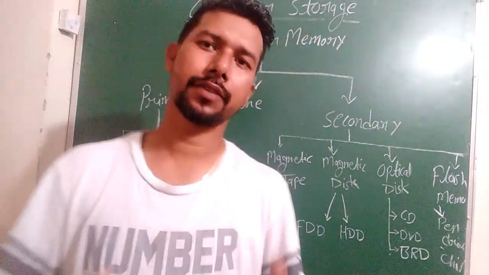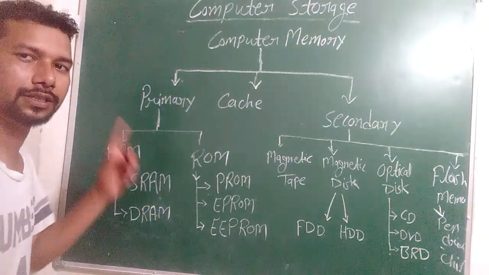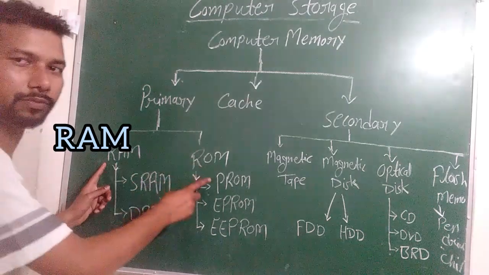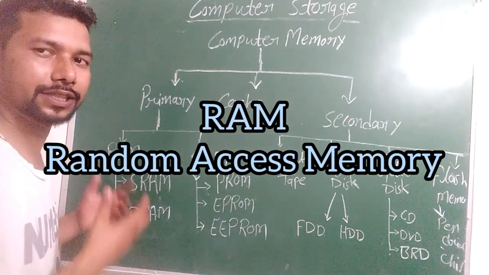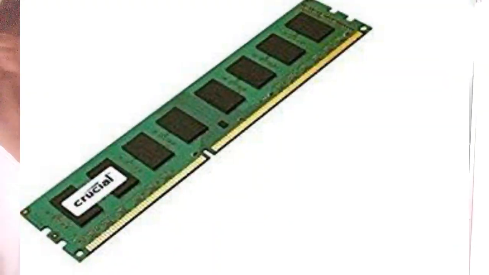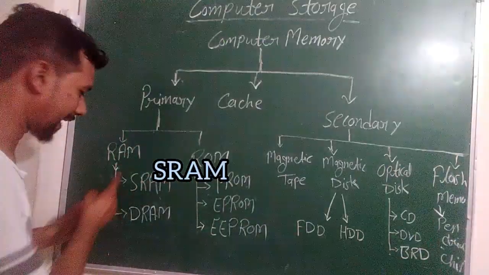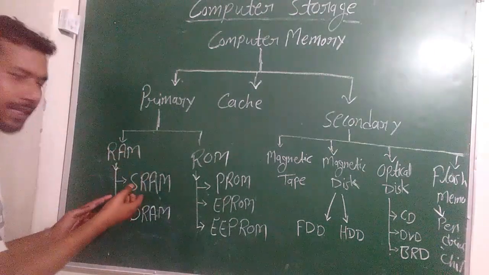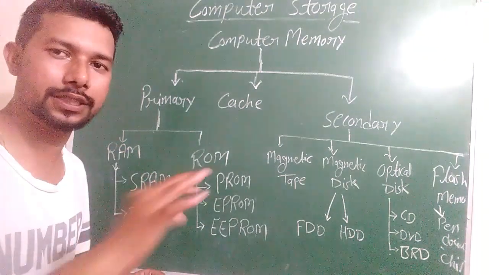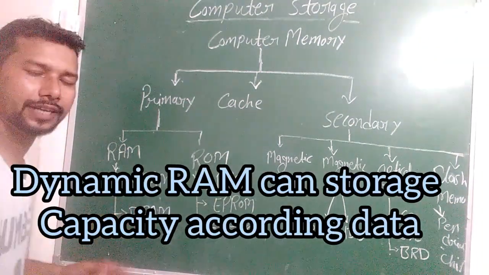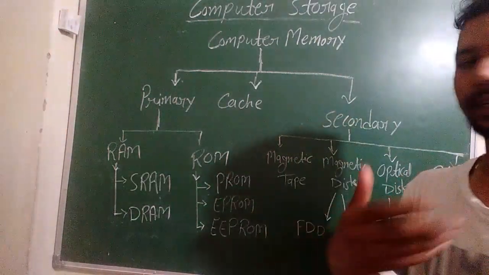Now, dear students, we have discussed all these topics. Primary memory has two categories: RAM and ROM. RAM full form is random access memory. It stores your current data. RAM is also divided in two parts: SRAM and DRAM. SRAM is static RAM. It stores a specific storage length. Dynamic RAM stores data that dynamically changes according to your uses.